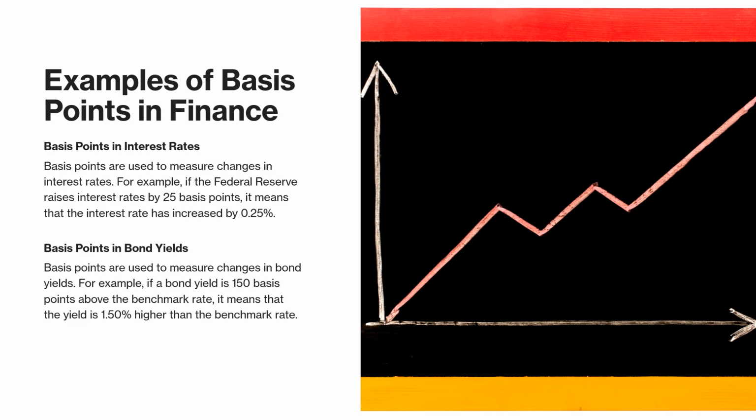Basis points in bond yields. Basis points are used to measure changes in bond yields. For example, if a bond yield is 150 basis points above the benchmark rate, it means that the yield is 1.50% higher than the benchmark rate.